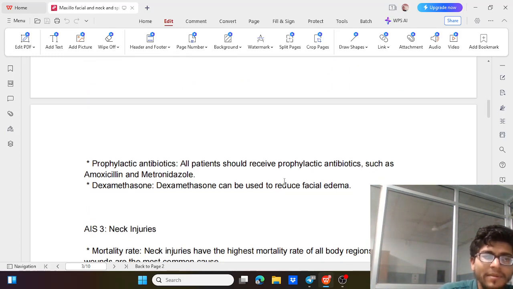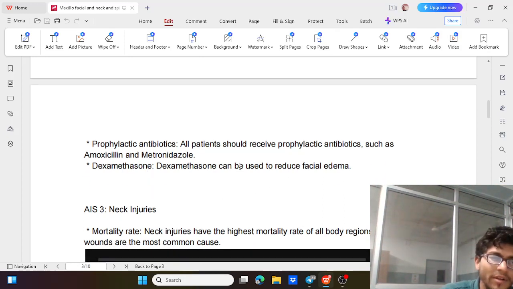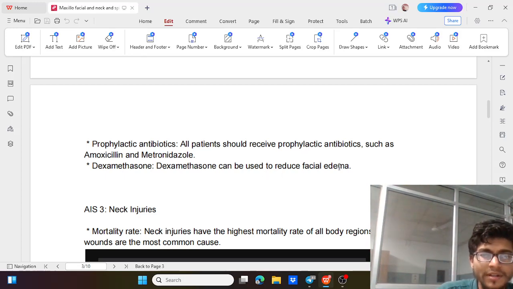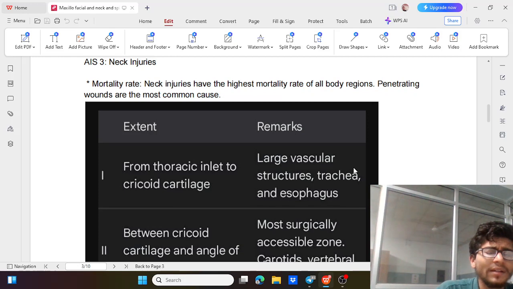Then we'll also give antibiotic so that the infection does not occur. And we'll also have an anaerobic cover, that is metronidazole, gram positive and anaerobic, that is amoxicillin and metro. And to reduce facial edema, we'll go for steroid, that is dexamethasone. So for traumatic swelling of the face, dexamethasone is used for facial edema in case of trauma. So this was all about maxillofacial injury and face injuries.